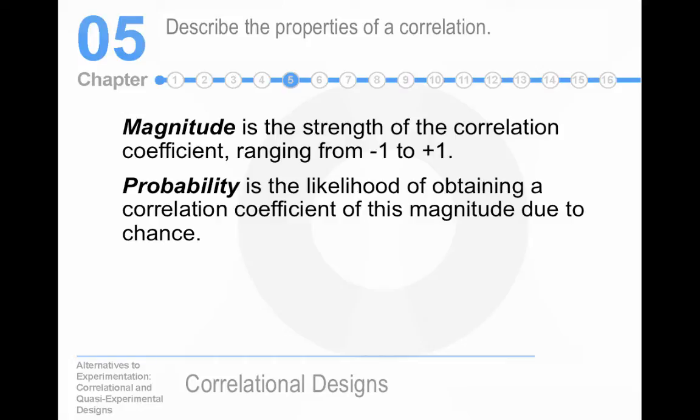And the probability is the likelihood that getting that correlation is due to chance. So again, you may have a linear trend, but it's not significant just because it exists.